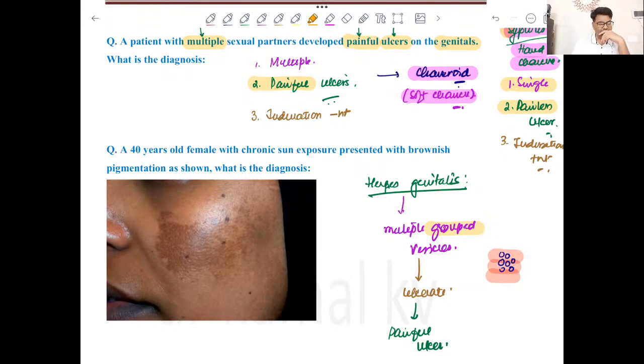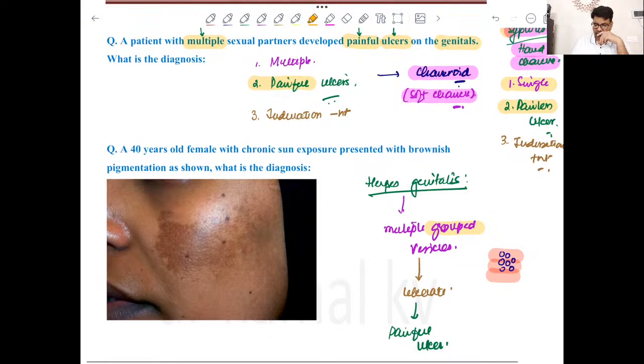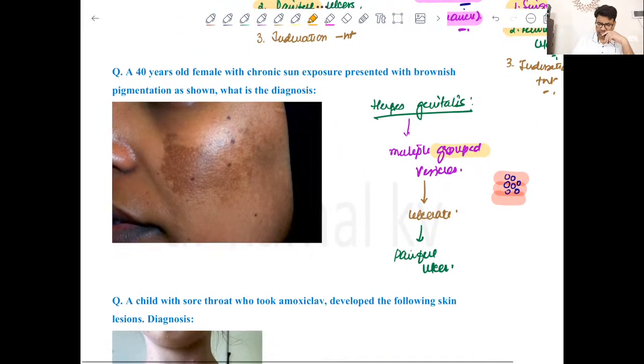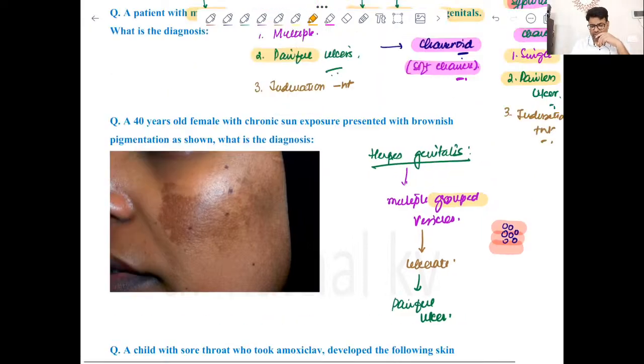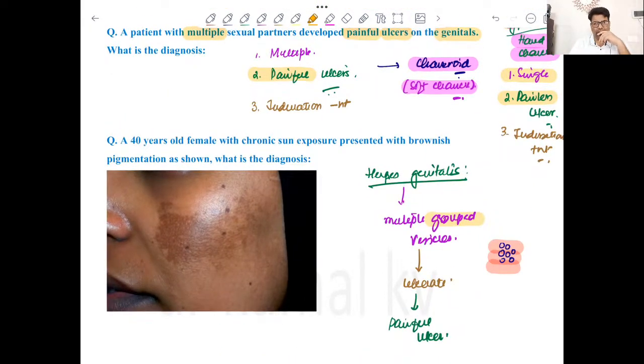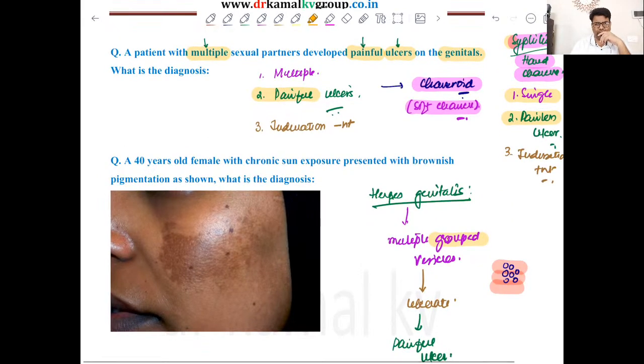So these are three important conditions which have to be discussed if you have a case history something like this. So multiple painful genital ulcers, go for the straightforward diagnosis of chancroid, which is caused by Haemophilus ducreyi. Okay, so these are the three conditions which you need to discuss here. And then we have other conditions also, like lymphogranuloma venereum or donovanosis, but there is no point in discussing those conditions in this particular case history.